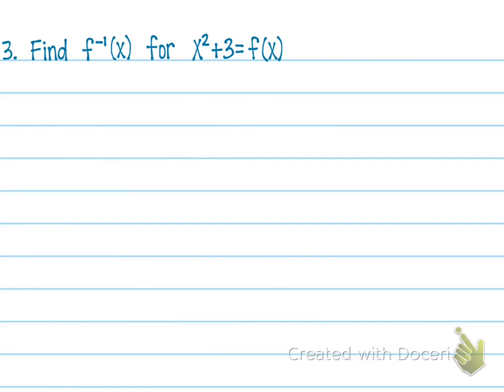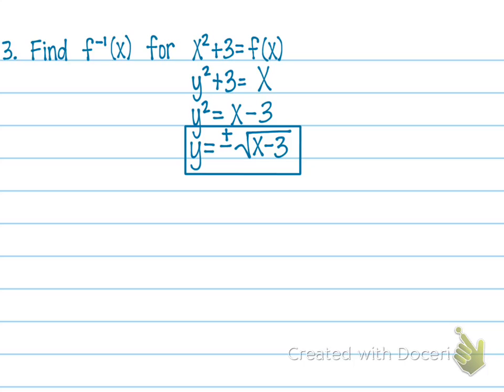Okay, number 3. We want to find the inverse for x squared plus 3 equals f of x. So again, realize f of x is our y, so when we switch x and y, we get y squared plus 3 equals x. Then again, we solve for y. First step is to subtract 3, so we get y squared equals x minus 3, and then we have to take the square root because we're undoing that squared. Whenever we take the square root, remember to add your plus or minus in front. So y equals plus or minus the square root of x minus 3.